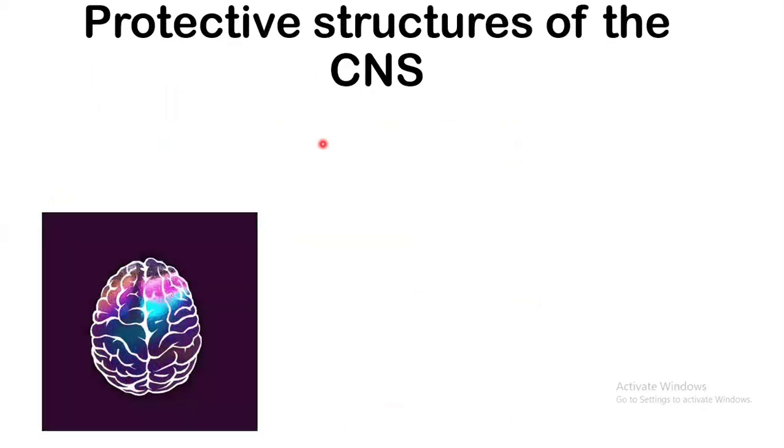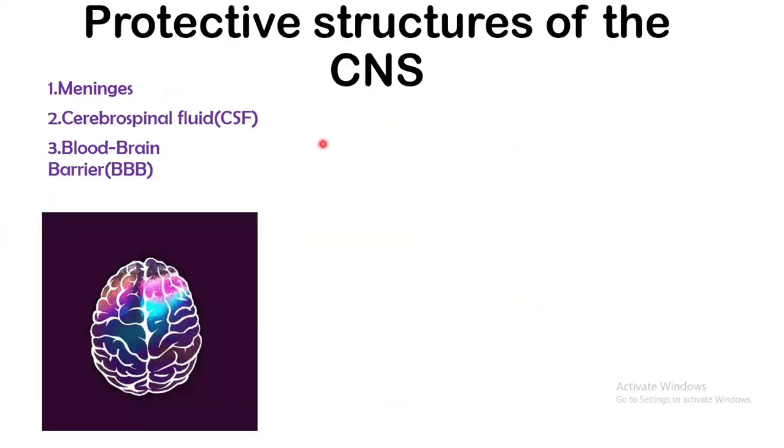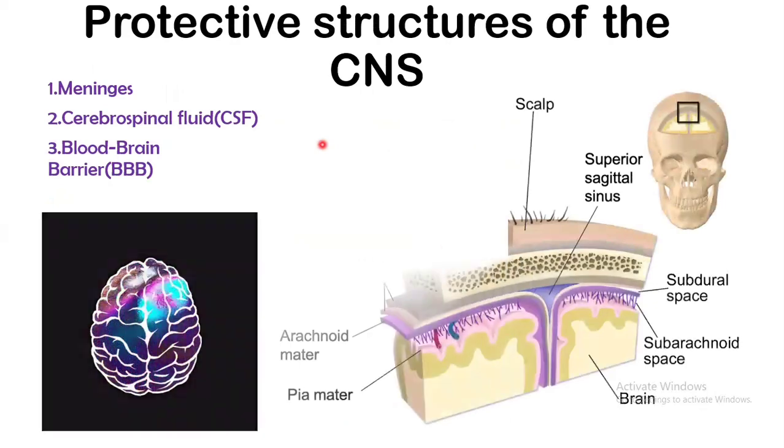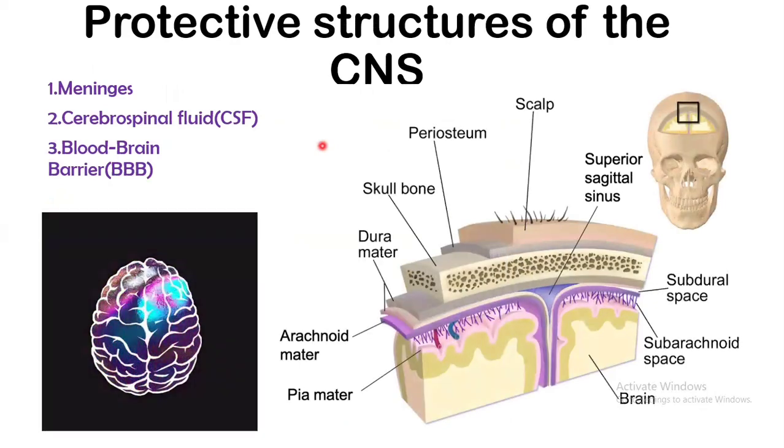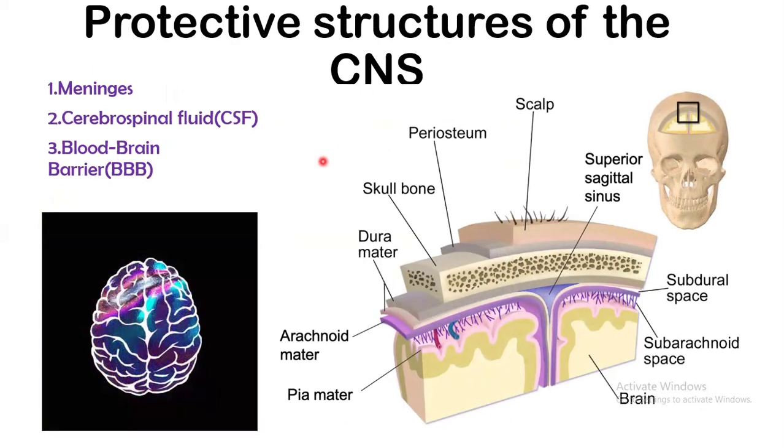Now let's move on to the protective structures of the central nervous system. As we already know, the central nervous system includes the brain and our spinal cord. These two are very important and essential organs. These three structures are helpful for protecting our brain and spinal cord: the meninges, cerebrospinal fluid, and the blood-brain barrier.